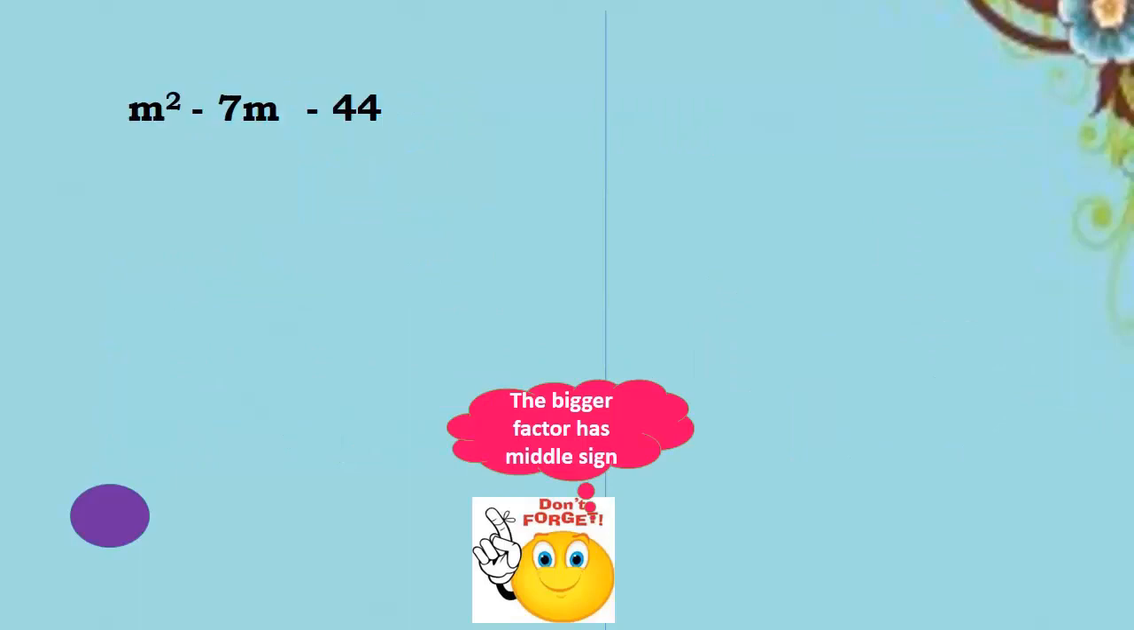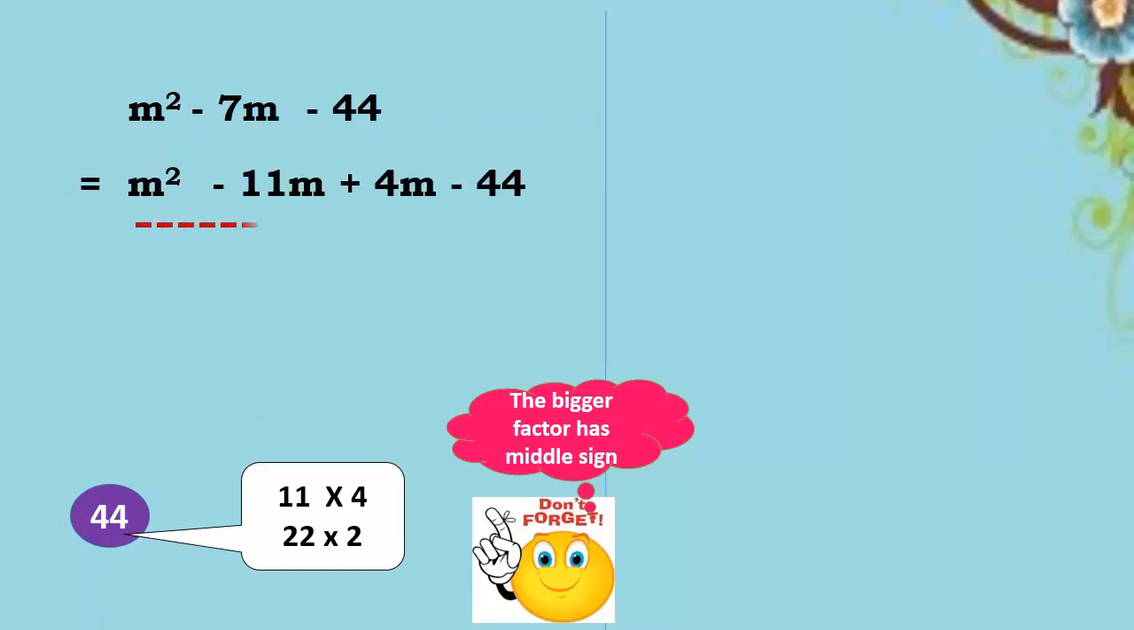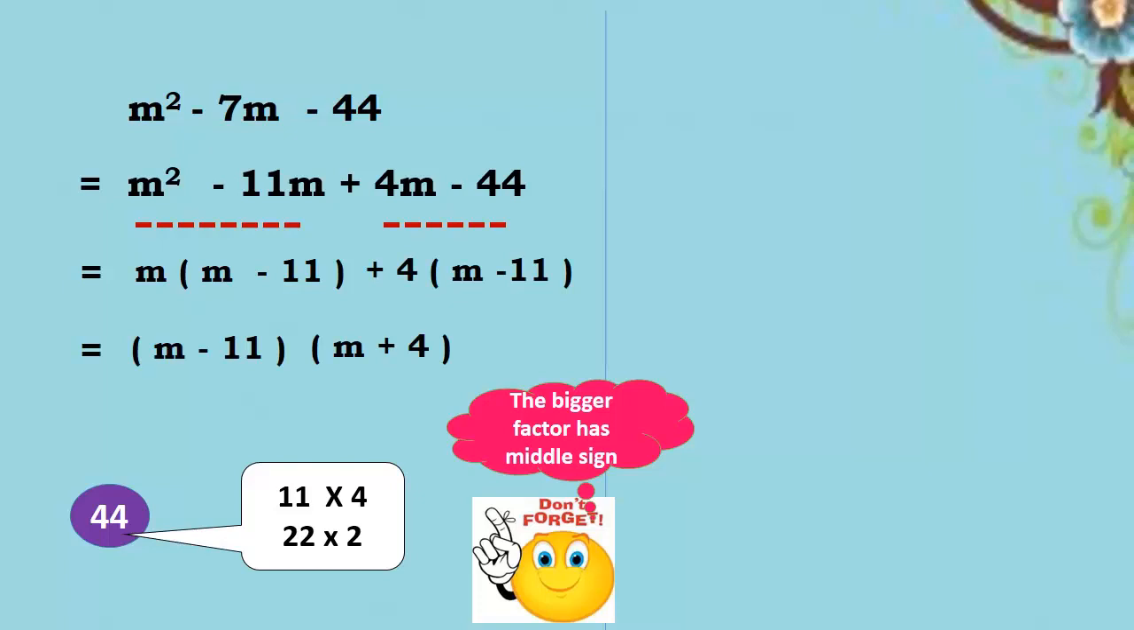Now let's practice more sums. m square minus 7m minus 44. 44 is there. Factors of 44 are 11 4s are, 22 2s are. So I will select 11 and 4. The bigger number has the minus sign. The smaller number has the positive sign. Now take the two terms together. Find the common m. Now I know that the second bracket must have m minus 11. 4 common and yes. Take out the common bracket and the answer is m minus 11 into m plus 4.